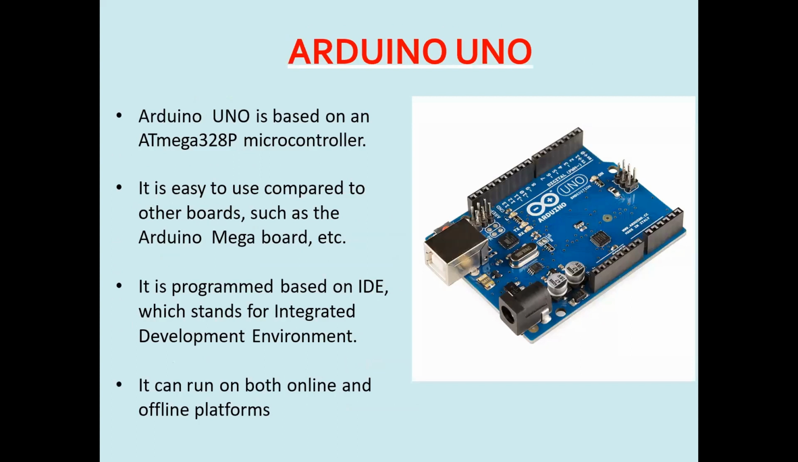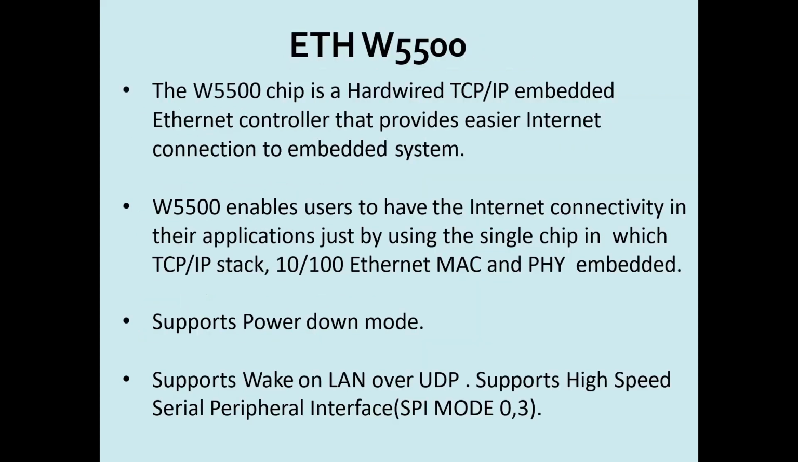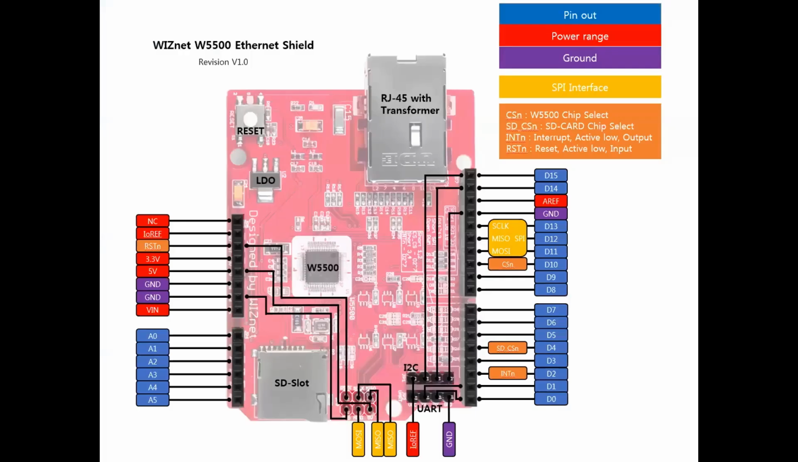The Arduino Uno is based on the ATmega328P microcontroller. This is considered to be the easiest of all boards because it is easily programmed by using the IDE, that is, Integrated Development Environment. And then here is an Ethernet module. It provides an easier internet connection to the embedded system, it supports power down mode, and it also supports high speed serial peripheral interface.